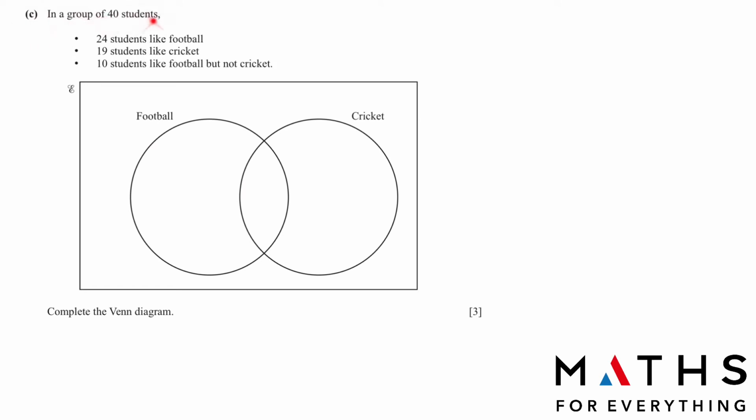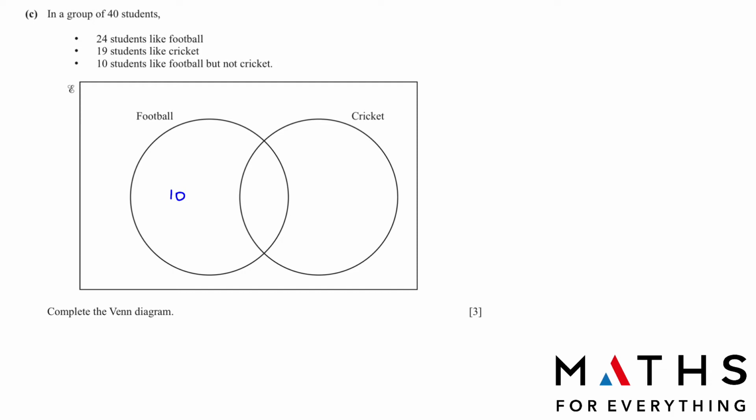Part C. In a group of 40 students, 24 students like football, 19 students like cricket, 10 students like football but not cricket. Complete the Venn diagram. So this is 24 students like football. This whole circle is for football. This whole circle is for cricket. And in the middle is the overlapping part, those who like football and cricket. Out of the students, there are 10 students who like football but not cricket. So this is the only football part, 10.